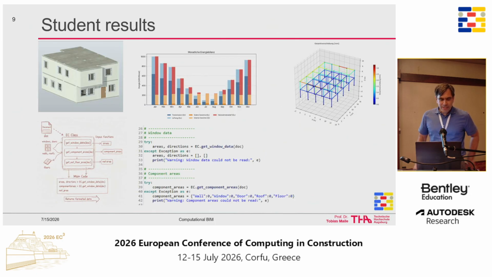Speaking of the presentation, here are some examples of what's coming out of the class. You can see a relatively small model here on the left, the monthly energy calculation results, some results from the structural analysis, and some diagrams on how they structured the code. I also encouraged them in this class to use an object-oriented way to structure their scripts, so it's not just one long script with a lot of lines, and you can see a couple of lines of code here.